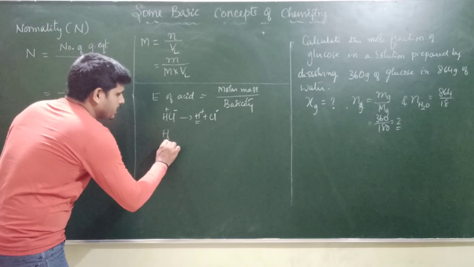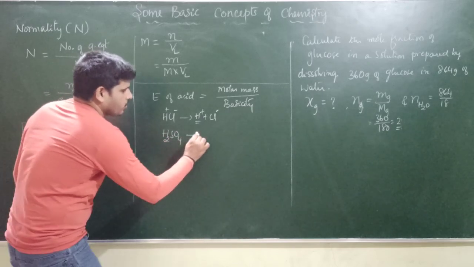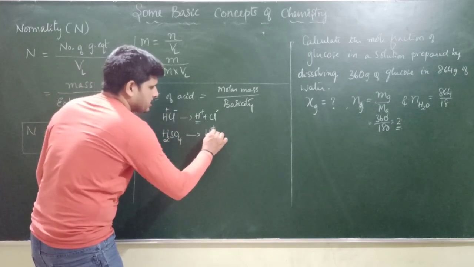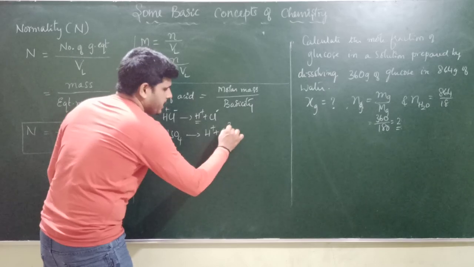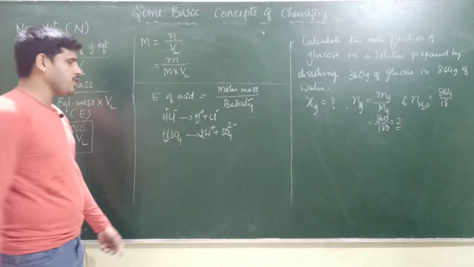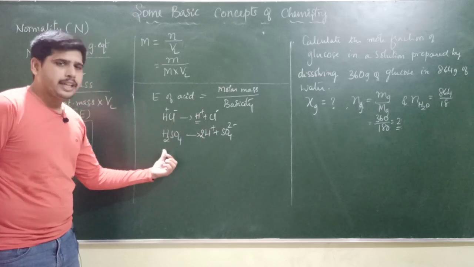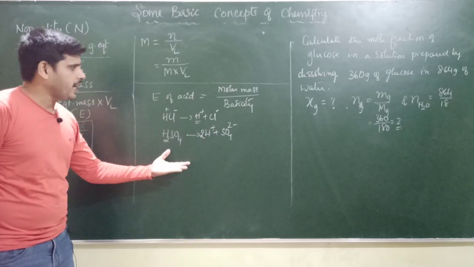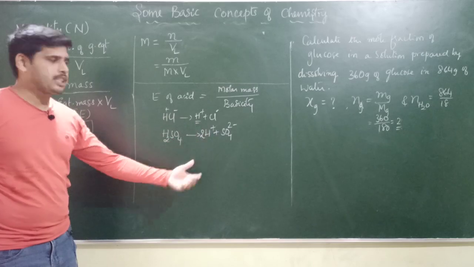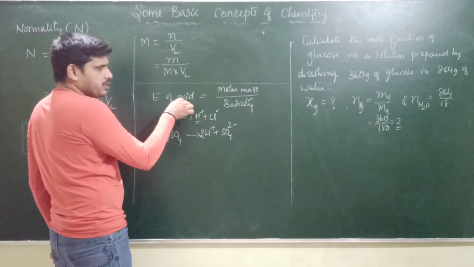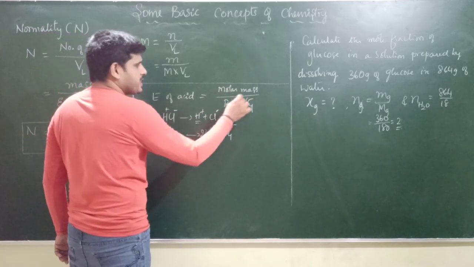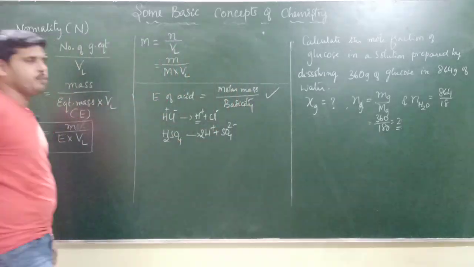Take sulfuric acid H2SO4. When it dissolves, you'll get H plus plus SO4 2 minus. Now how many H plus ions are possible? 2 H plus ions. So therefore basicity equal to 2. Then the phosphoric acid, if you go on that way, you'll get basicity 1, 2, 3 respectively. Therefore equivalent mass of the acid equal to molar mass by basicity, a very important formula to be remembered.